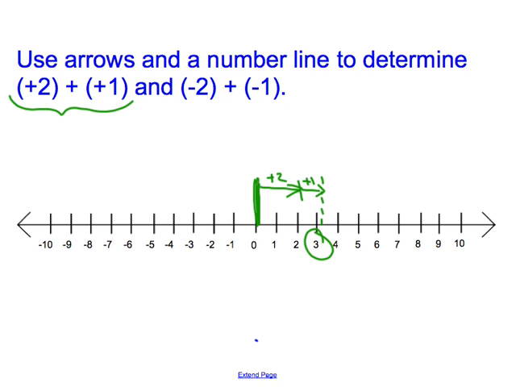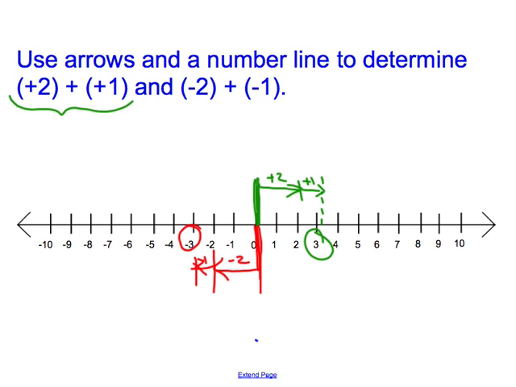Now when we add two numbers whose signs are both negative, and I'm going to put this one on bottom, negative 2 means we need to go to the left 2 units. 1, 2. And then we're going to go left 1 more unit. And that takes us to negative 3.